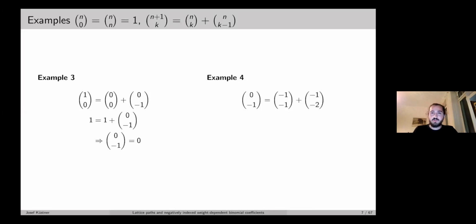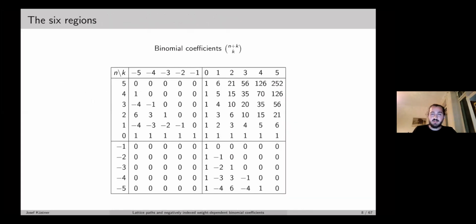Okay, example 4. 0 choose minus 1 equals minus 1 choose minus 1 plus minus 1 choose minus 2. So now we want to compute minus 1 choose minus 2. We know from example 3 and from the initial conditions that the first two are 0 and 1. So we can compute minus 1 choose minus 2, which is minus 1. Okay, and we can go on like this forever and compute all the examples, but I let Mathematica do that, for example, and we get this number array for the binomial coefficients n plus k choose k.